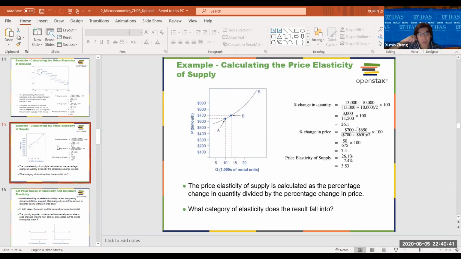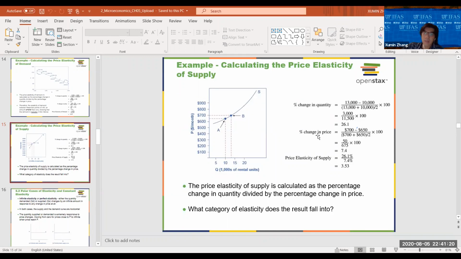This is another example, where we find a supply. This is the price elasticity of supply, almost the same. But just imagine that the price elasticity of demand is usually negative, right? But we take the absolute value. In this case, this is positive. For example, if we know that the quantity is 13,000 over 10,000, we can find the difference, calculate the midpoint, and then we get the percentage. 26.1 is the percent, okay?